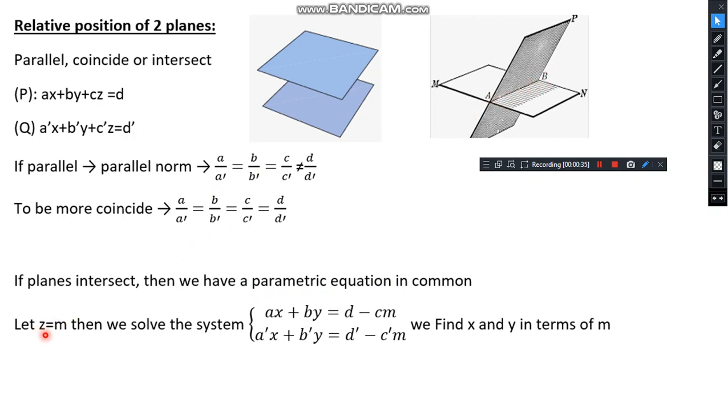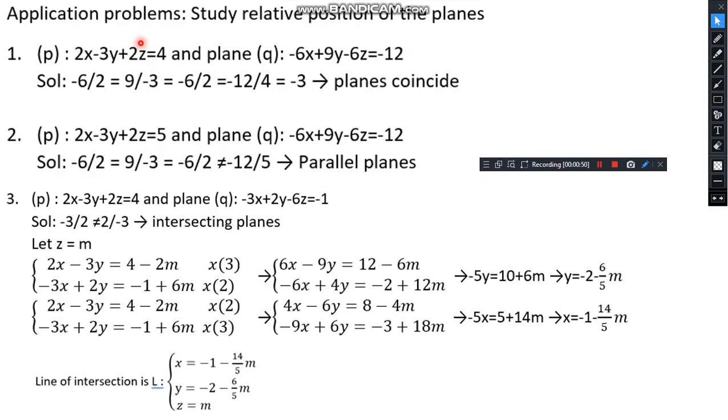You can pick z equal to m and solve for x and y for both, or you can pick x to be m and solve for y and z, or you can pick y to be m and solve for x and z in terms of m. So let us take an example to understand. Study the relative position of the two planes here.